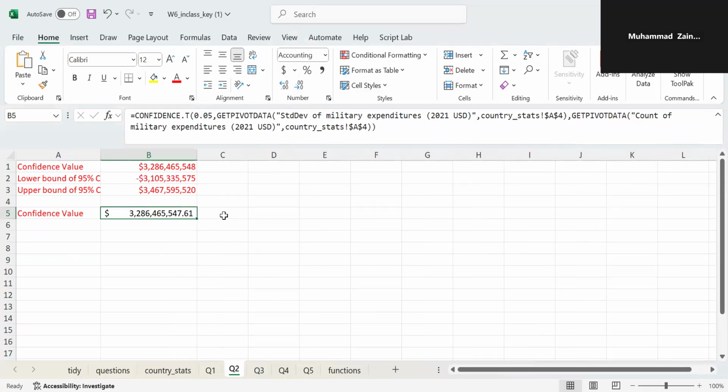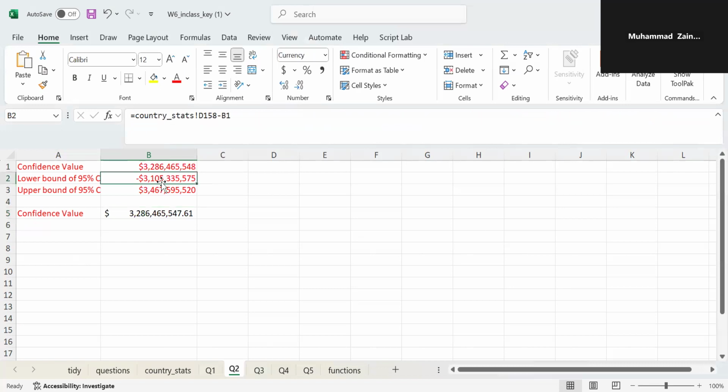So this is your confidence value, and basically what it tells is that your 95% confidence interval is situated between the mean plus or minus this value from the mean.